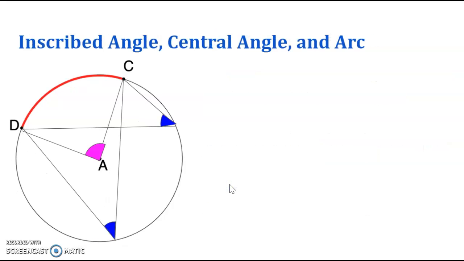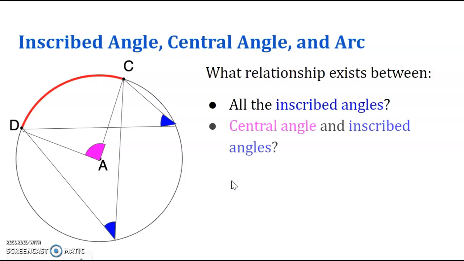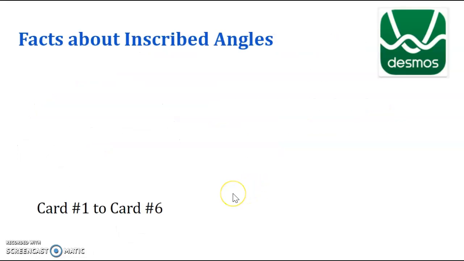Now we're going to be looking at the relationship between the inscribed angles and the central angle. So we've discovered that the two blue angles are always going to be the same in measure when the inscribed angles are intercepted by the same common arc. Is there a relationship between the pink central angle and the inscribed angle given the same arc DC? To do that, you're going to be exploring cards number 1 to 6.